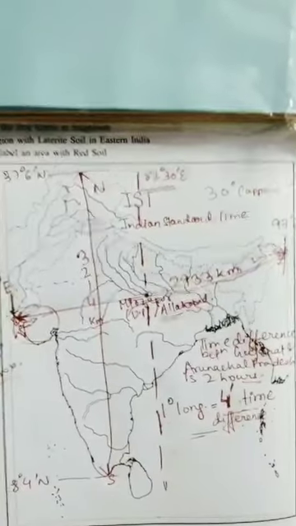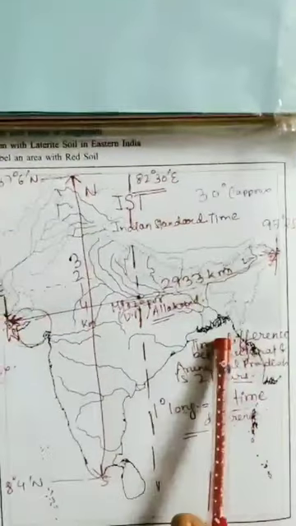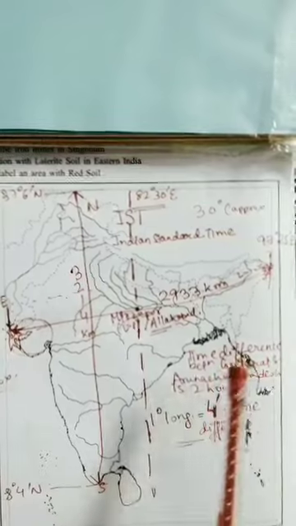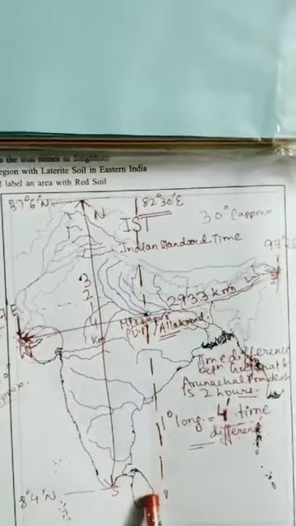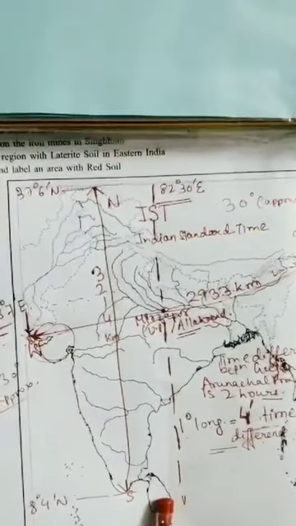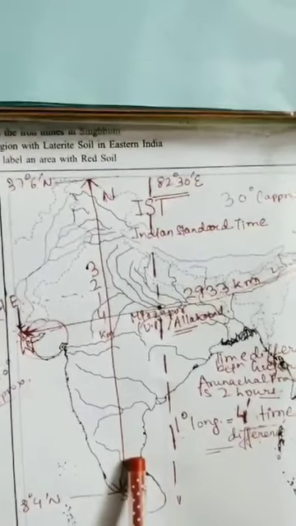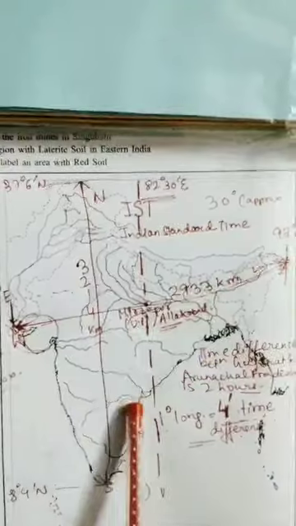And due to this huge longitudinal difference, we are having the time difference between Gujarat and Arunachal Pradesh as 2 hours. And in order to reduce this confusion, what has been done? IST line has been selected. Clear? Is it clear? Okay, I hope it is clear to you all. Now let us see one more interesting fact.